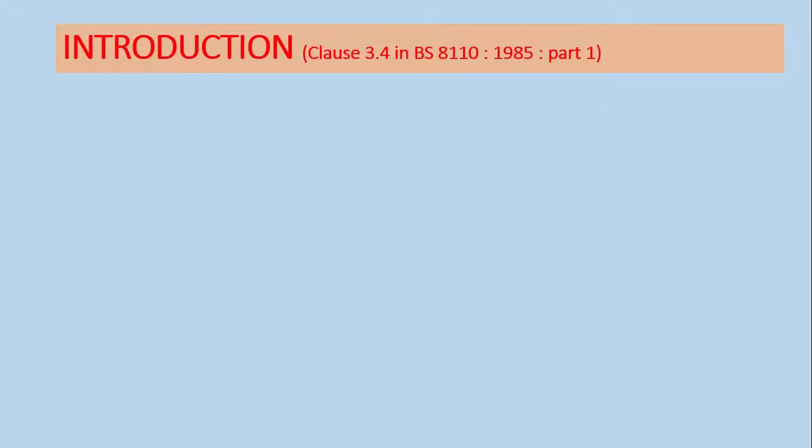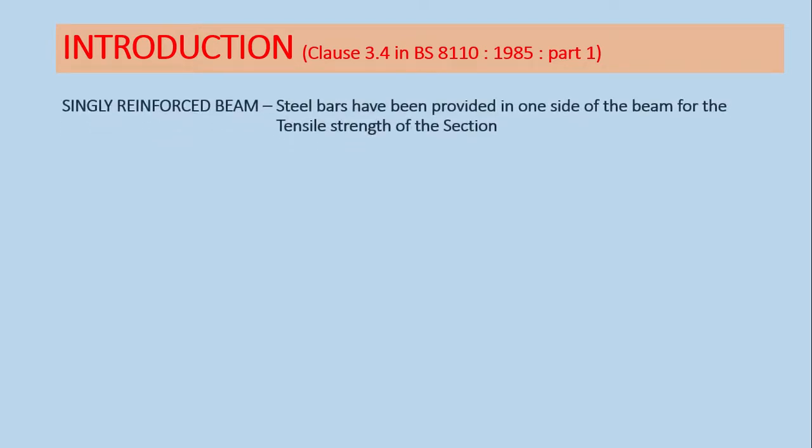I earlier told you that it would be better to have a BS code with this lecture. So you can read clause 3.4 in BS 8110 while you refer to this video. In this lecture I am going to teach only the design of singly reinforced beams, but in another lecture I will give you all the details of the other type, that means doubly reinforced beams. There are 2 types of reinforced beams. The first one is singly reinforced beams, and the second one is doubly reinforced beams.